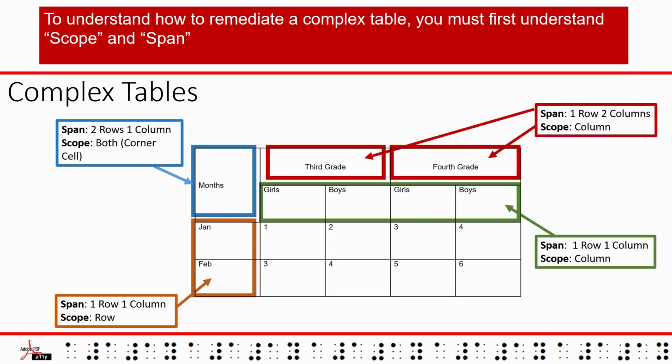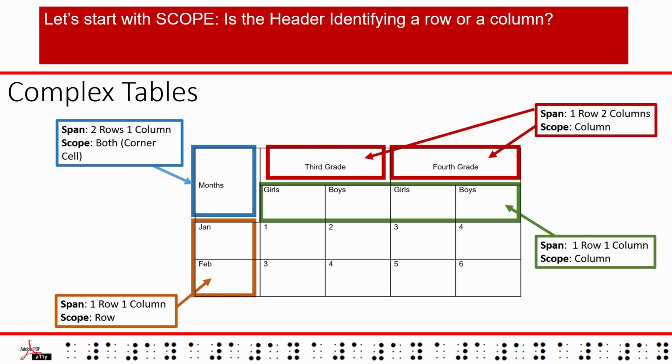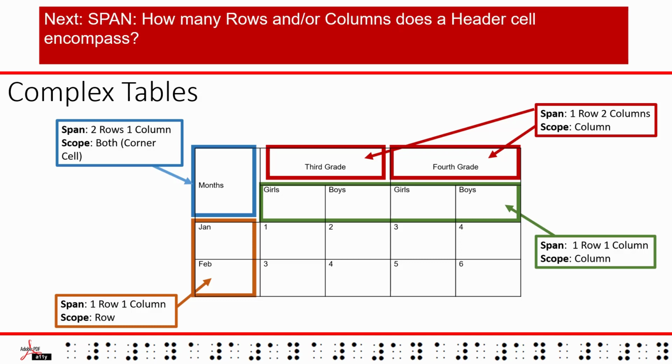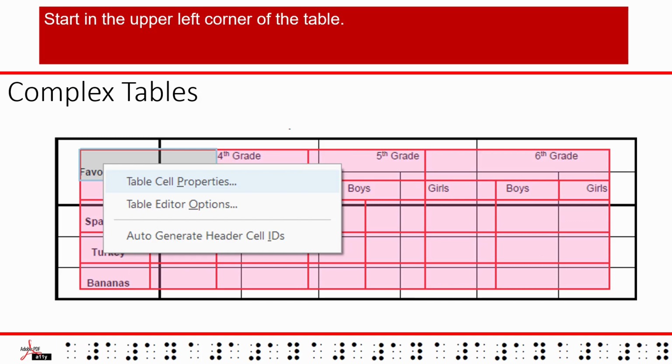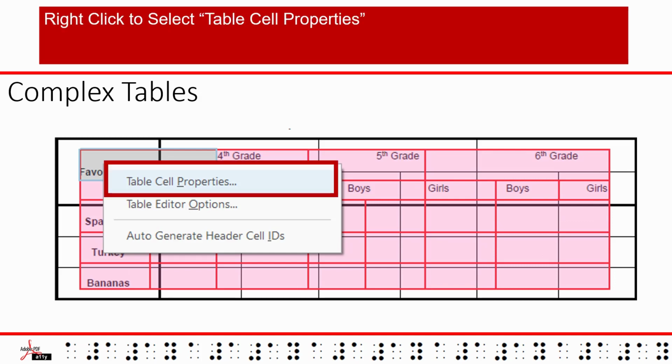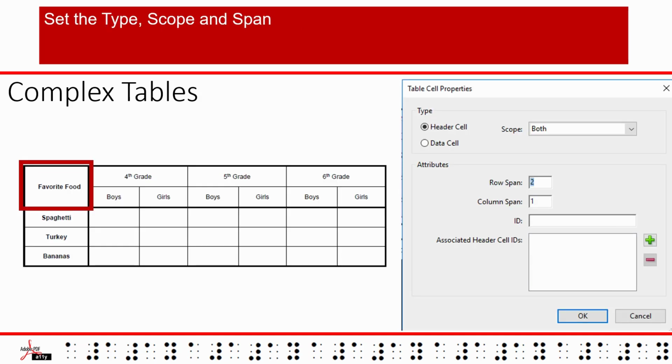To understand how to remediate a complex table, you must first understand scope and span. Let's start with scope. Is the header identifying a row or column? Next, span. How many rows and/or columns does a header cell encompass? To begin remediating, first open the table editor. Start in the upper left corner of the table. Right-click to select Table Cell Properties. Select the type, scope, and span.